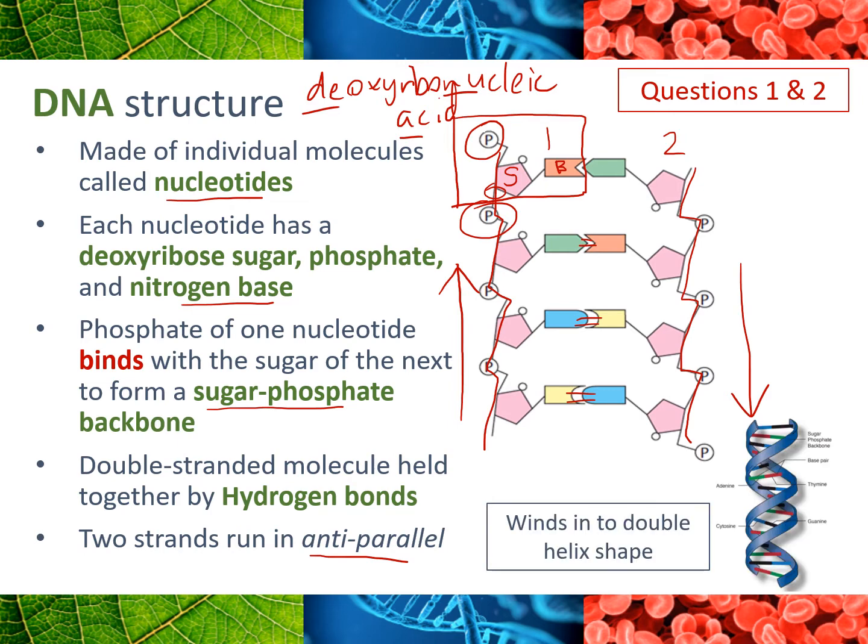And then here's the picture you're probably most familiar with, which is that famous double helix shape. If we were to have a much bigger molecule of this, it would wind into that double helix kind of ladder shape. That's the form that DNA holds within the cells. Once you've written this down and drawn some diagrams, just jump into the quiz and have a go at questions 1 and 2.